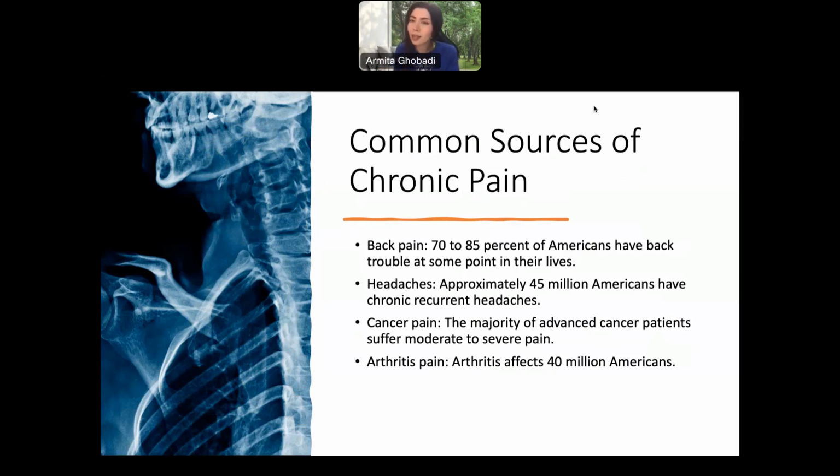Headaches are very common. We all experience that a lot, which is not good. Cancer pain is getting more and more common, especially for people in their last stages. For example, advanced cancers cause moderate to severe pain. And there's going to be some sort of arthritis pain as well, which 40 million Americans suffer from.